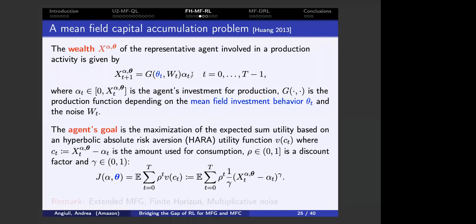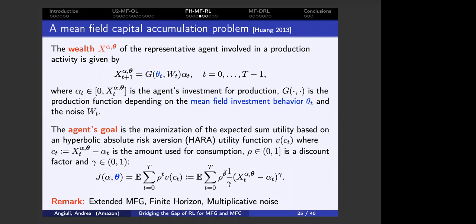So the goal for the agent will be to maximize the expected aggregated discounted utility function of the consumption, where the consumption is the difference between the wealth and investment level. So all the money that is not spent in investment will be consumed by the agent. And the utility function chosen is a hyperbolic absolute risk aversion utility function, which depends on a parameter gamma that is between 0 and 1. So this is an extended mean field game, with a finite horizon, and also it is not of the linear quadratic family, as it has a multiplicative source of noise. So essentially we are in a family that is different from the classical linear quadratic, and this shows that the algorithm is pretty robust and doesn't leverage any property of the linear quadratic case.